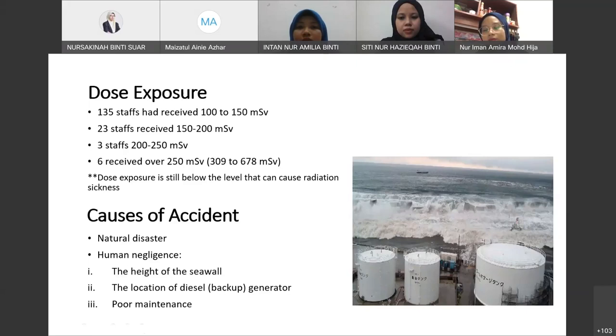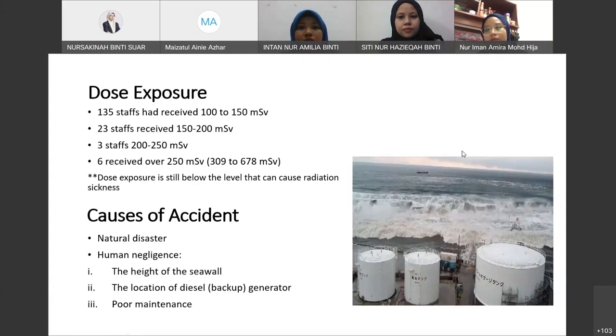For the height of the seawall, 18 years before the tsunami, it was predicted using scientific knowledge that there would be a large earthquake that would cause a major tsunami about 15 meters in height. This information was sent to TEPCO, the company that owned the Fukushima Daiichi, and also the government. But both authorities didn't do anything during that time. So when the tsunami hit the Fukushima Daiichi, it managed to overtop the facility and cause the flood.